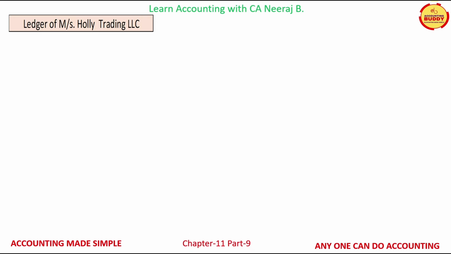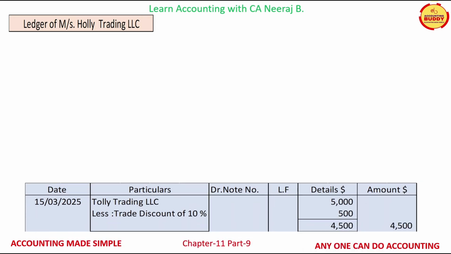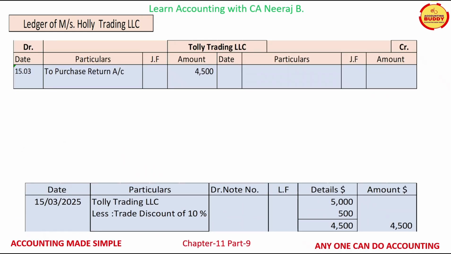Let us now learn the process of posting purchase return entries to the ledger account basis the purchase book transactions recorded in the purchase return book of Holy Trading LLC. An abstract of the purchase return transaction dated 15th March 25 to Tolly Trading LLC for $4,500 is displayed on your screens. This purchase transaction will be recorded in the supplier account of Tolly Trading LLC ledger account. The date of the transaction, that is 15th March 25, will be written in the date column on the debit side of the account of the supplier Tolly Trading LLC for $4,500 by writing the words to purchase return account in the particulars column.